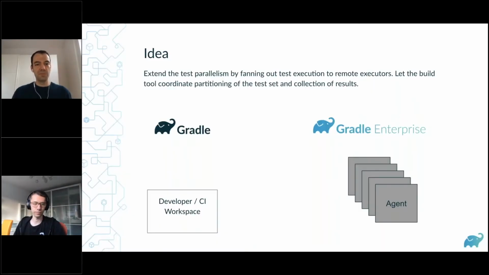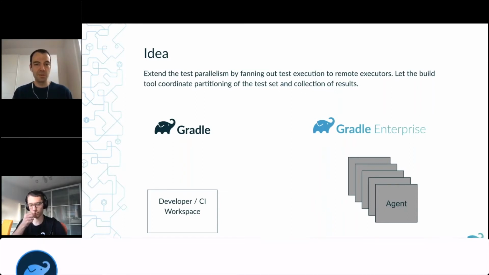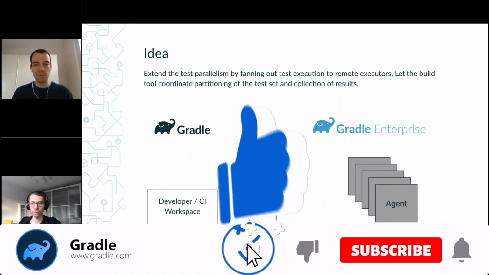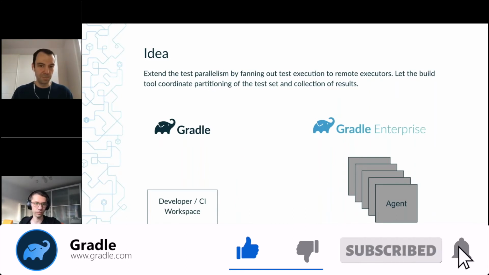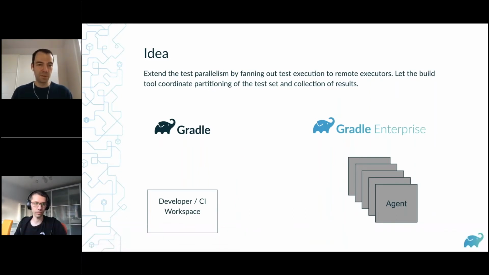So the idea of test distribution in Gradle Enterprise is to extend the test parallelism by fanning out test execution to remote executors, and then letting the build tool coordinate partitioning of the test set and collection of results. So let me explain that picture below.